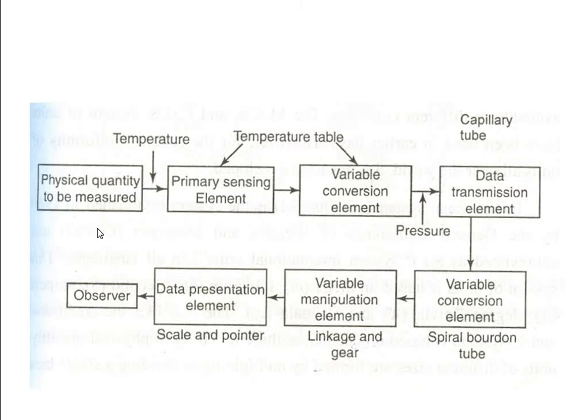So the physical quantity to be measured is the temperature. Our temperature bulb is going to sense the temperature, and then it is going to be moved into the capillary tube, which is the data transmission element, and then the spiral Bourdon tube is the conversion element, where the pressure is being converted. Then we are having the manipulation element, which is the linkage and gear, and finally scale and pointer is the data presentation.